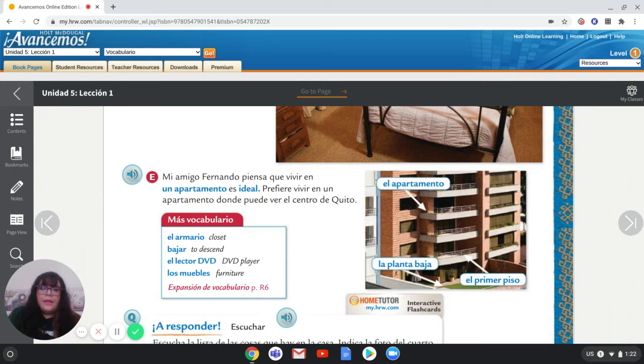So, a Fernando prefiere vivir, he prefers to live in an apartamento donde puede ver, so where he can see, el centro de Quito, which is going to be the downtown. So, a Fernando le gustan apartamentos that are close to downtown, cerca del centro. And here we have some information about the apartamento. So, apartamento es, of course, el apartamento, the apartment, the one area that person is renting.